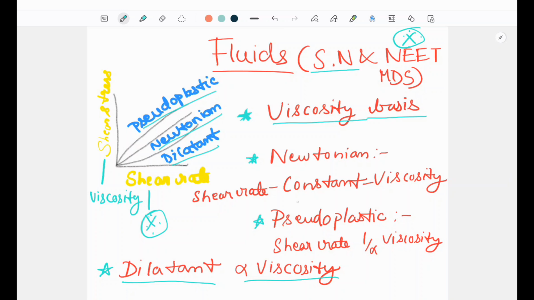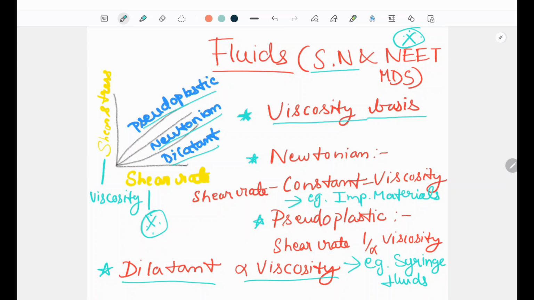So when it comes to Newtonian, fluids are basically our impression materials. When it comes to pseudoplastic, it becomes quite interesting. Pseudoplastic fluids are basically syringe fluids. Let me tell you.